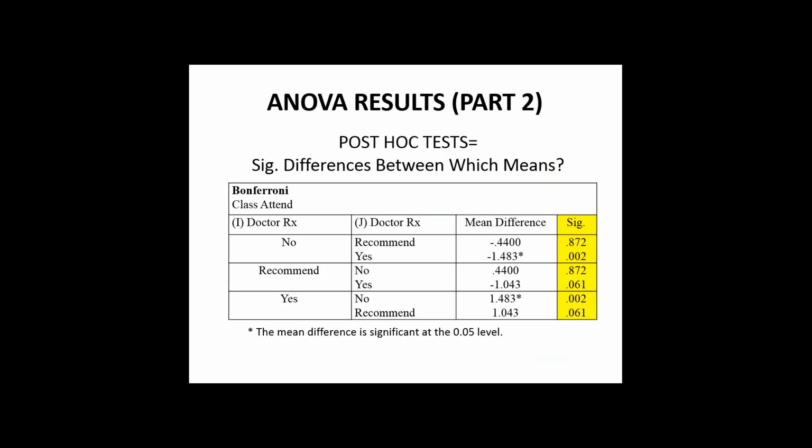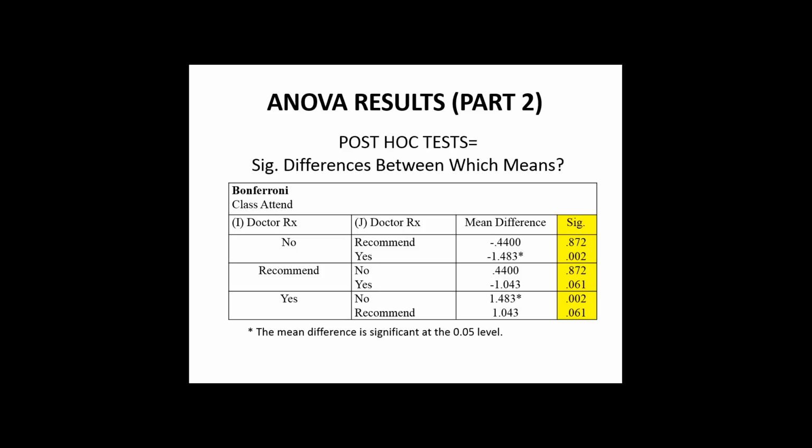And you'll see in the third column where it says mean difference, if there's an asterisk, that means the two means are different at a statistically significant level. Right? And if there's not an asterisk, it means they're not significantly different. So we see in that first line for no, that under J, the yes category, there's a negative 1.483, meaning that the reference group, the no, not being prescribed, attends classes on average about 1.5 less than the yes group who were prescribed classes, right?